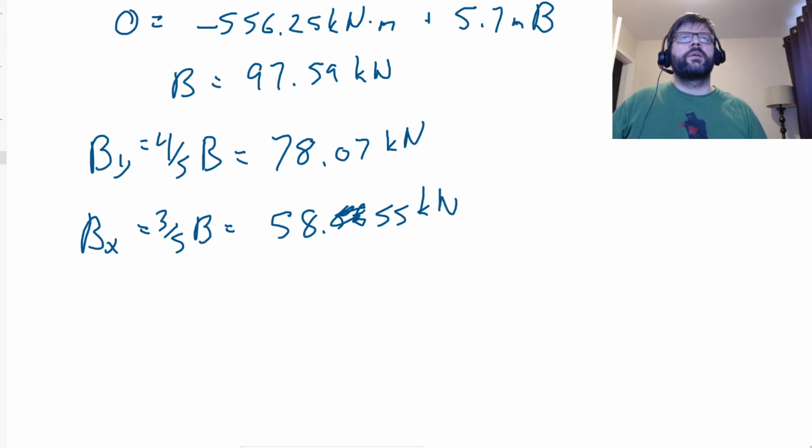Okay, so we've got those. Now we can use that to solve for our reactions at A. So again, just looking at this, sum of the forces in the y direction.